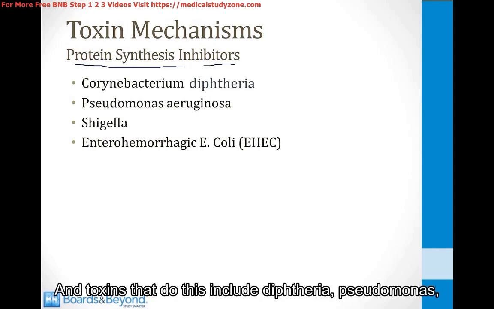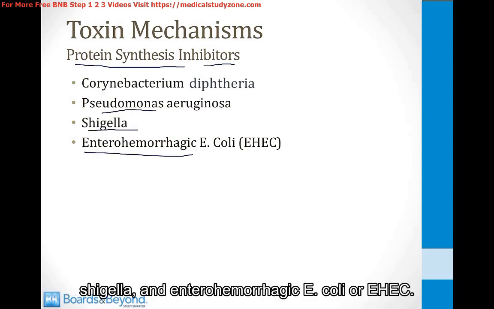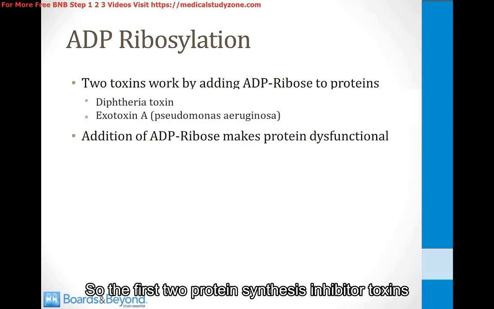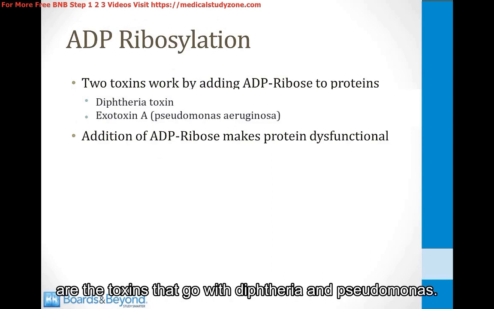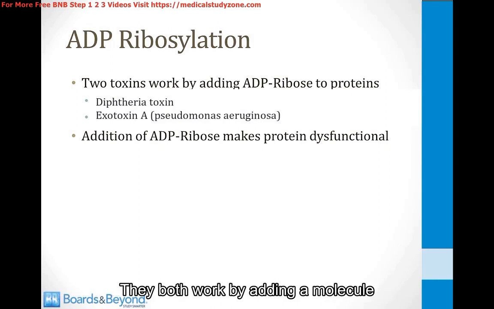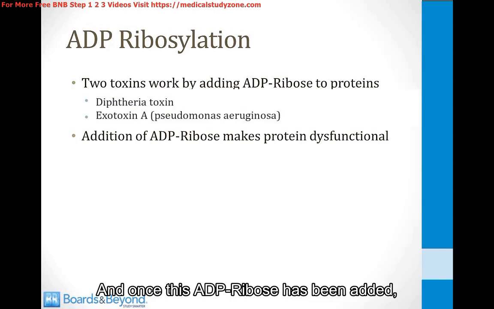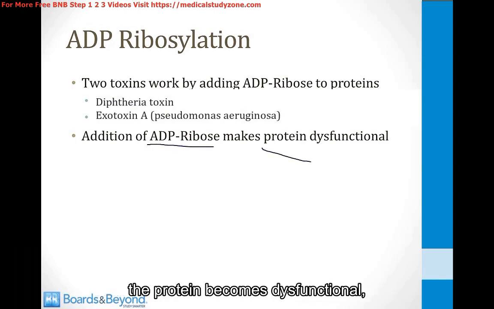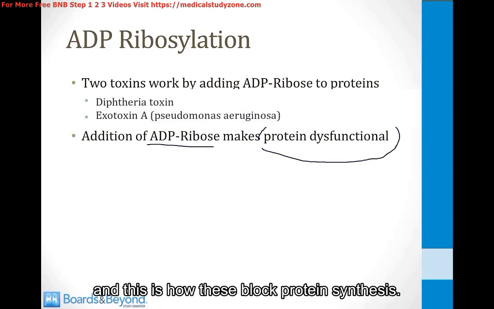And toxins that do this include diphtheria, Pseudomonas, Shigella, and enterohemorrhagic E. coli, or EHEC. So the first two protein synthesis inhibitor toxins are the toxins that go with diphtheria and Pseudomonas. And both of these work by a similar biochemical mechanism. They both work by adding a molecule called ADP ribose to proteins, and once this ADP ribose has been added, the protein becomes dysfunctional, and this is how these block protein synthesis.